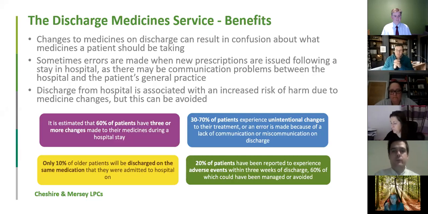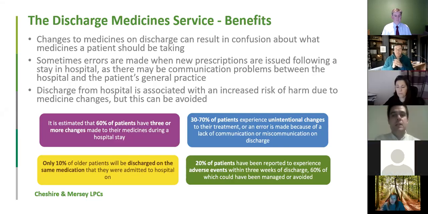So as we all know through the Tcam stuff, changes to medicines on discharge can cause confusion. Patients can take the wrong medicines inadvertently or on purpose. Sometimes there's errors made when those in general practices are transcribing the discharge to the new medicines that they're about to prescribe. There can be communication problems. Some of the discharge summaries can be quite tricky to read. They can be hard to understand, and things can get missed. So we know that there's an increased risk of harm due to these changes, and we know that these can be avoided.